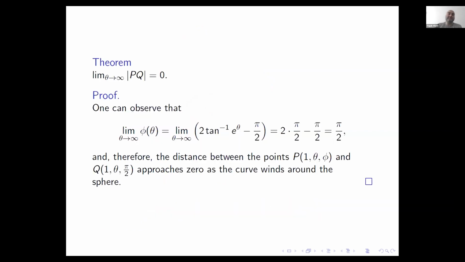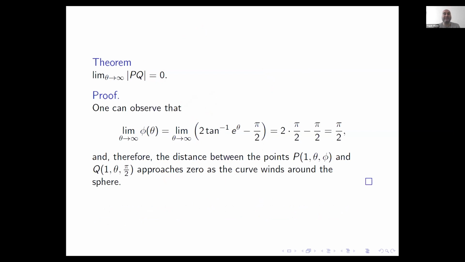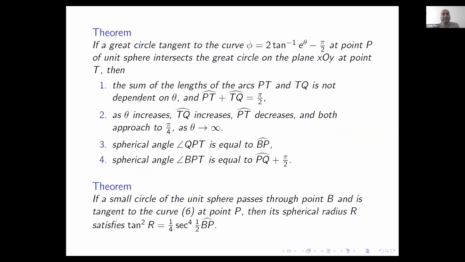Again, this curve has some geometric properties. The first one is very simple. The limit of the distance between P and Q goes to 0. Its proof is very simple, so I included it here. One can easily check that as theta goes to infinity, which means that as this curve rotates around the z-axis like this, the distance between P and Q approaches 0. Not difficult to see from this function. But this curve also has other interesting properties. I want to show these properties to you.